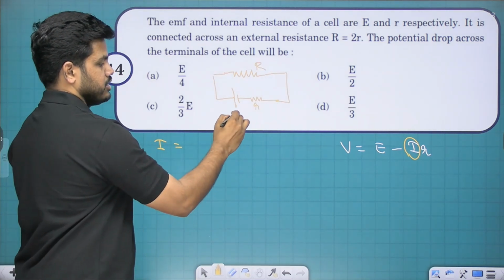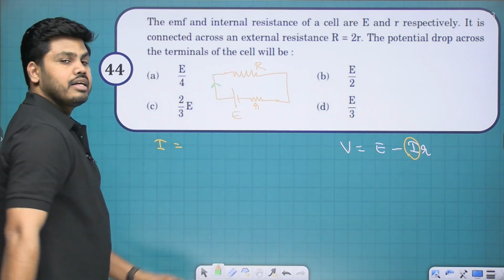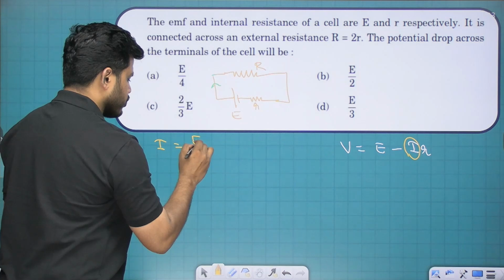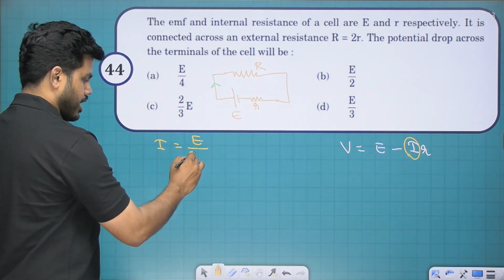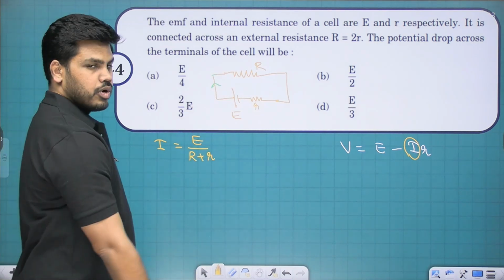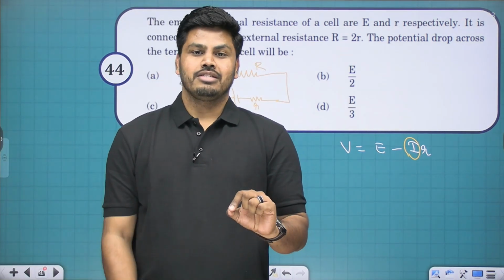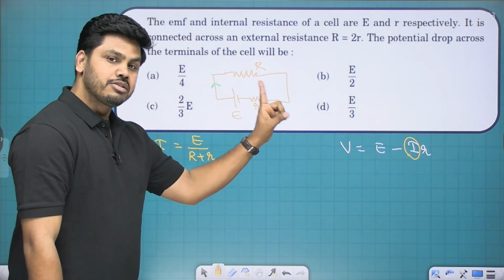This is internal resistance, this is E. So there is a current expected in the circuit, right? That current I can be calculated as the EMF of the cell divided by the total resistance of the circuit, R plus r, right? That is what we know. EMF divided by total resistance. Total resistance in the sense, internal resistance of the cell and external resistance you connected in the circuit.